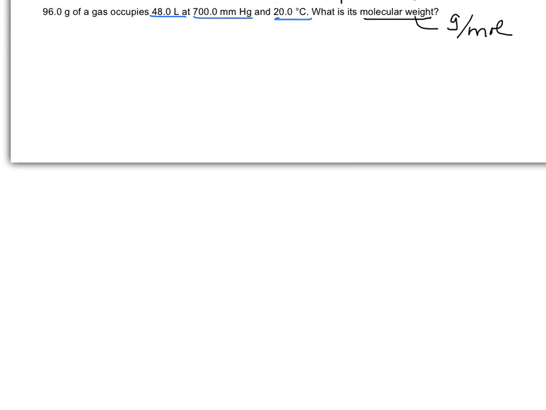Now, we have a tendency to look at this 96 grams and think, oh, I've got to convert it to moles or something. The problem is we don't know what kind of gas it is. If we knew what kind of gas it was, then we would be able to just look up its molecular weight on the periodic table. So in this case, we've got the mass of our sample. If we could figure out how many moles were in that sample, we could take the ratio between mass and moles to get the molecular weight. And we really do have enough information to do that, because we've got volume, pressure, and temperature, so we can solve for how many moles are in this sample.